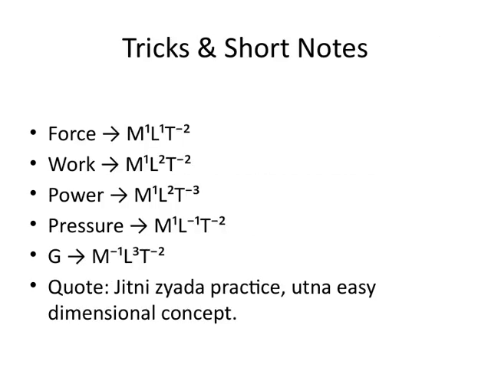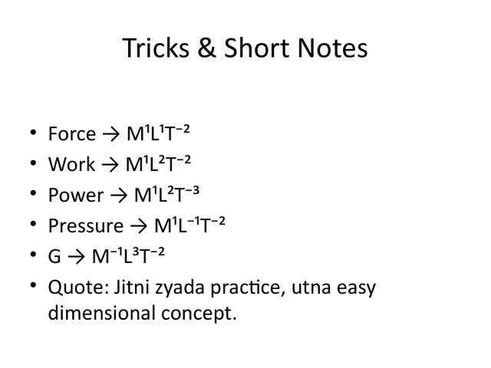Let's take a moment to look at some useful tricks and short notes related to dimensional analysis. First, we have force, which is expressed as m1L1T-2. This indicates that force depends on mass, length, and time in this particular way. Next, work is represented as m1L2T-2. Notice how it involves the same mass and time factors as force, but the length dimension is squared here, reflecting the idea of work being force applied over a distance.